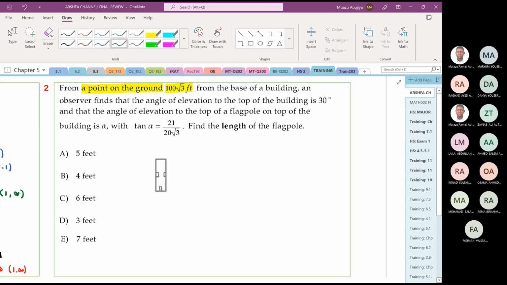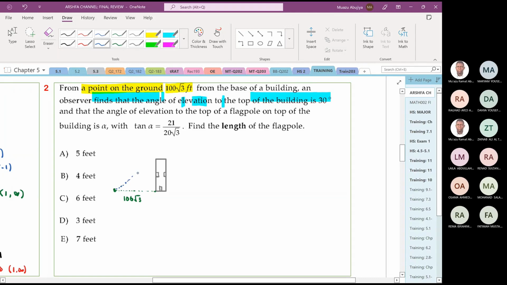Now we know, the question says, from a point on the ground that is to the building, the base of the building is 100 root of 3 feet. This we have. Now, it says an observer finds the angle of elevation to the top of the building to be 30 degrees. So here, the observer is at this point. So it says 30 degrees. The angle of elevation, that is the angle for looking up, here we have it to be 30 degrees.